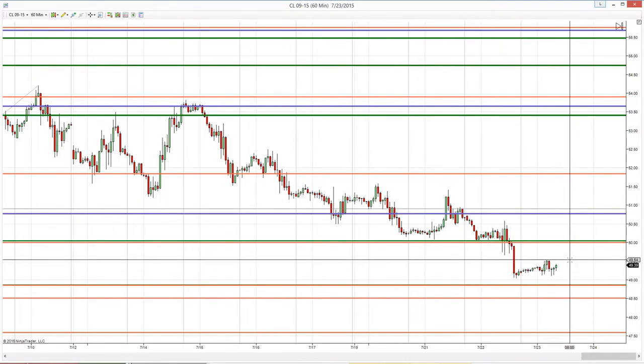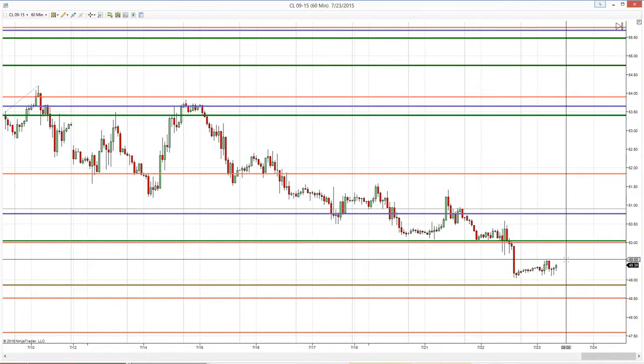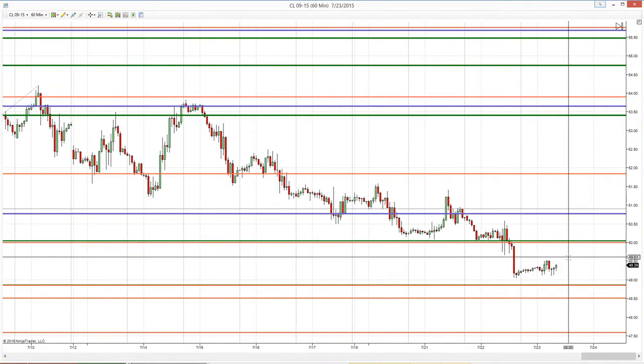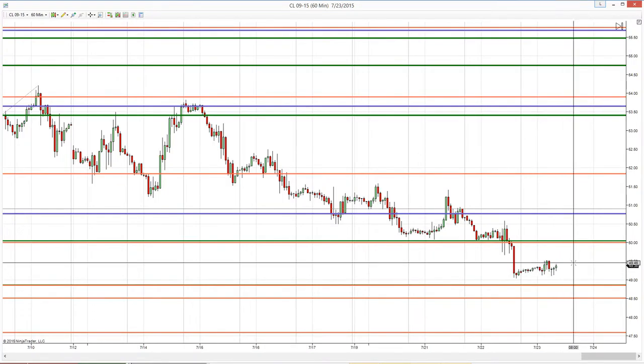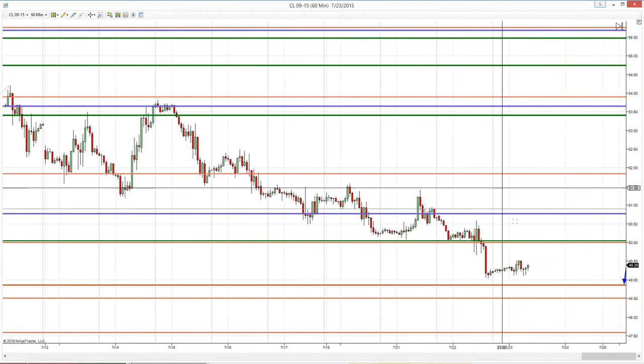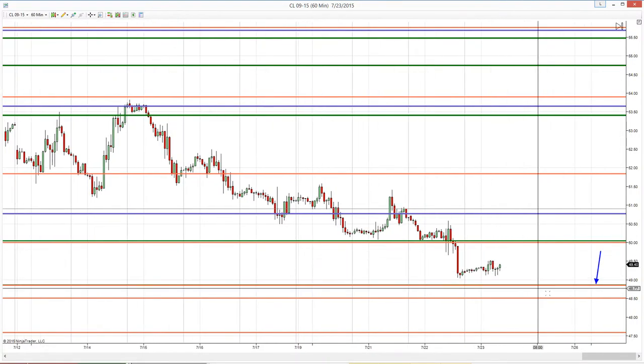So 49.55 and target 49.90, 40.50. So it's about 50 cents. So it's a pretty healthy profit dollar wise if you're going to trade it. But again, it's very dangerous, and our target is at least 48.85.